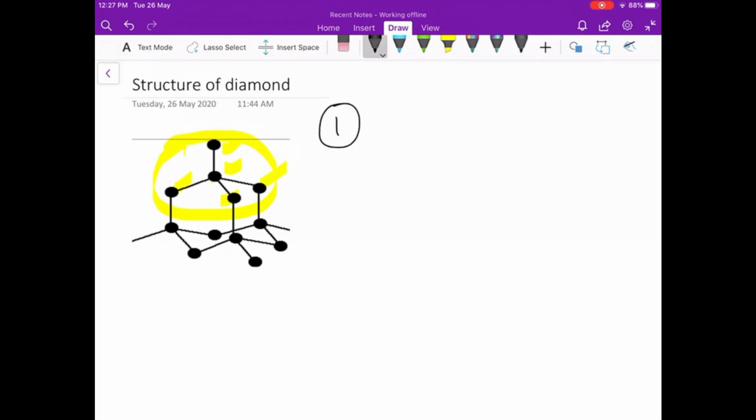Now let's discuss the structure of carbon. By the way, I am not discussing in detail, I am discussing very little, only what is required for your preparation for your ISC exam. So that only is what I am going to discuss. Okay, now the first thing that you have to know is that carbon atoms are sp3 hybridized.